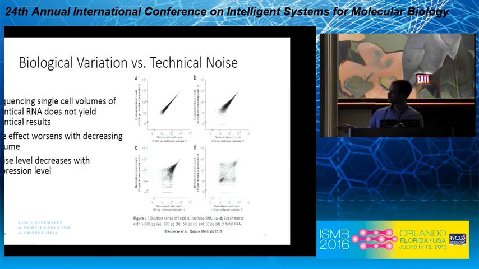There are two important properties of this technical noise profile that Brennecke identified. One is that the effect worsens with decreasing volume. So if you start out with a volume of RNA corresponding to a bulk experiment, the noise profile is not very bad. But as you dilute to smaller and smaller volumes, you get increasing amounts of noise. The other effect is that the noise decreases with expression level. So as you have a higher expression level, the noise observed for that gene will be lower.